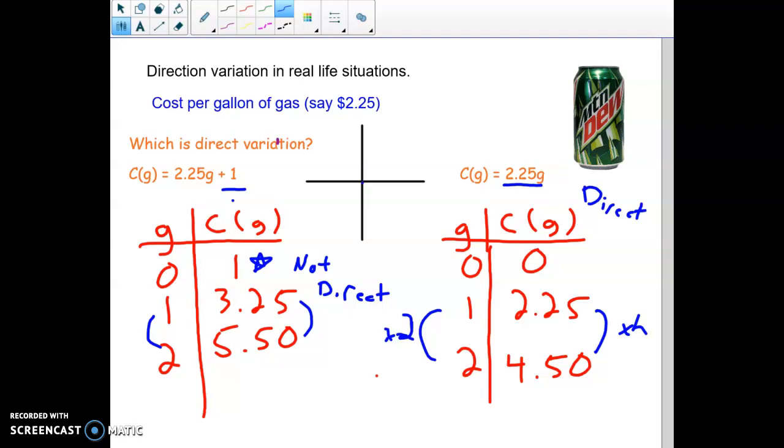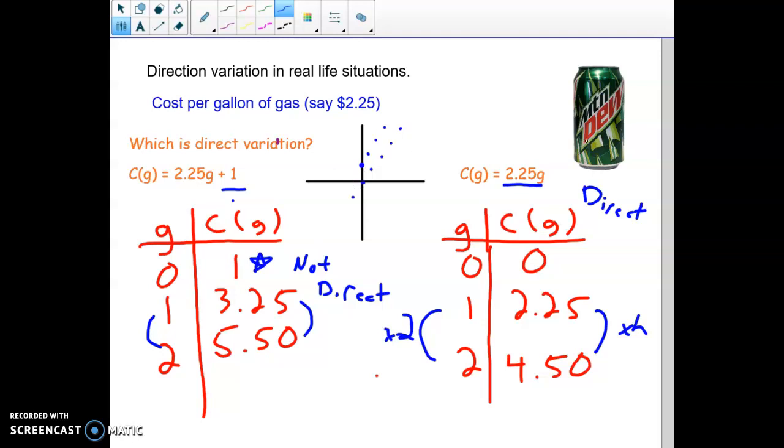Okay, and graphically, if you were to plot this, each gallon we buy, we increase by $2.25 per gallon. The situation on the left is also linear, but it just doesn't start at (0, 0). It starts up here at $1, and then from there it increases at that same $2.25 a gallon. It's just got a different y-intercept, right?